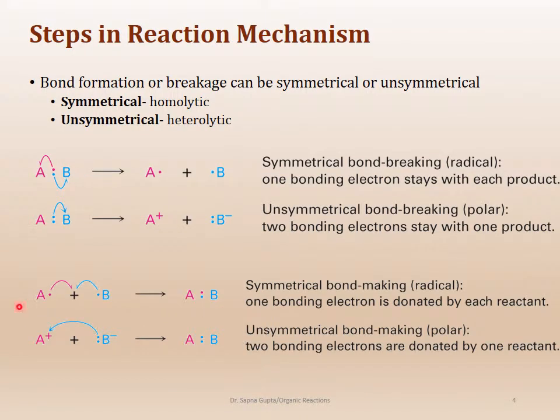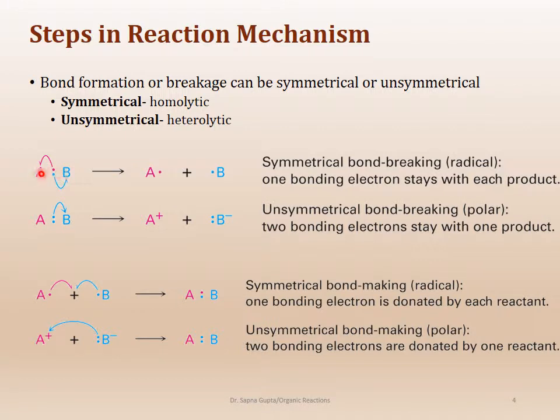So the first thing we have to learn in any kind of reaction mechanism is how the bond breaks and forms. There are two kinds of bond breakages. One is symmetrical, the other one is unsymmetrical. The symmetric one is known as homolytic, the unsymmetric is known as heterolytic. If it's a symmetric one, it means that there is something equal going on. For example, here in the first case, you have an equal bond breakage, a homolytic cleavage.